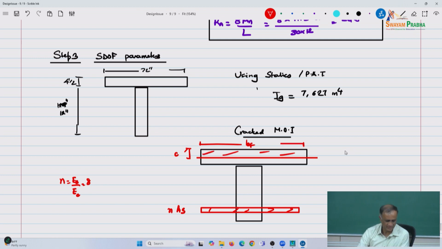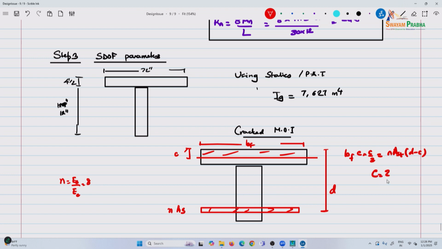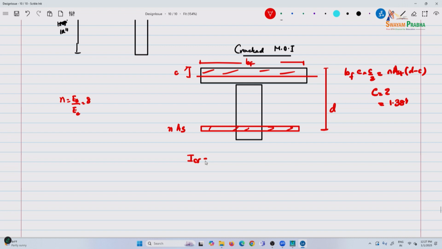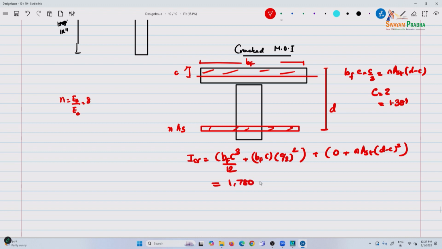So I'll just provide the equations. Bf times c multiplied by c by 2 is n As d multiplied by d minus c. We know all those numbers. This is a quadratic equation. You find c to be 1.38. And your Icr is Bf c cubed by 12 plus Bf multiplied by c by 2 squared plus n As d multiplied by d minus c squared. So Icr comes to 1780 and I average is 4,000.